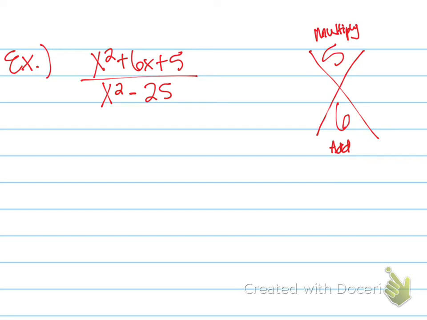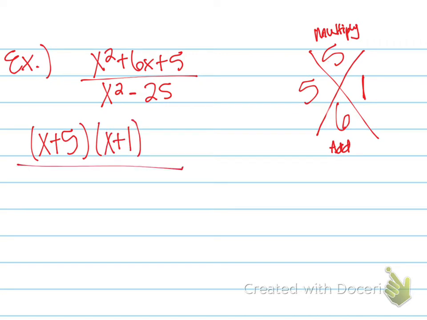And I know what your brain's thinking. Your brain's thinking 2 and 3. But 2 and 3 add to 5 and multiply to 6, and that's the opposite of what we want. So we're just going to go really simple, and we're just going to do 5 and 1. Okay? So for the top, our two factors are x plus 5 and x plus 1.